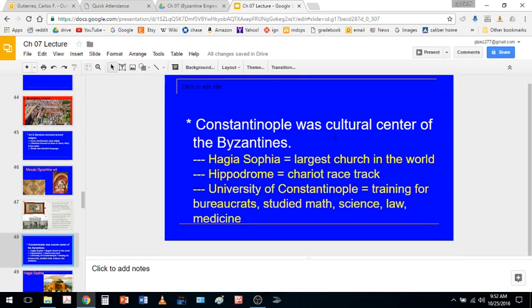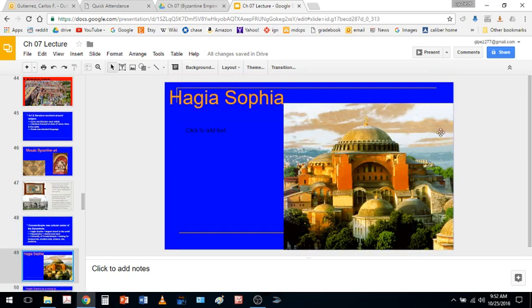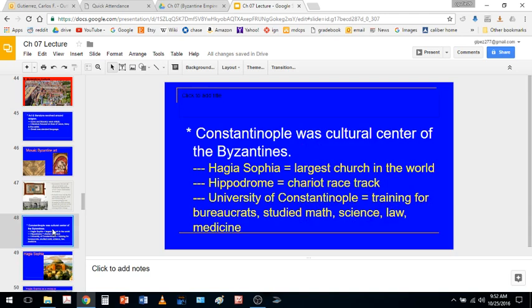So Constantinople, of course, is this cultural center, right? Just like Rome used to be the center of attention, and now it's Constantinople. They're going to have this huge church, which at that time was the largest church in the world, called the Hagia Sophia, and it was actually built during the time of Justinian. And here we see again the influence of the Roman culture with this gigantic dome on top of here. So the Byzantines, their architecture is very much influenced by the Romans.